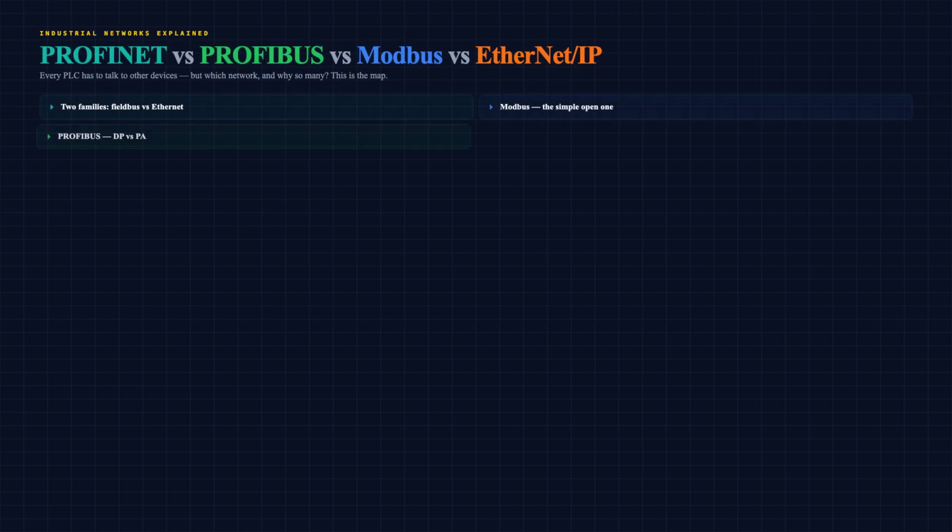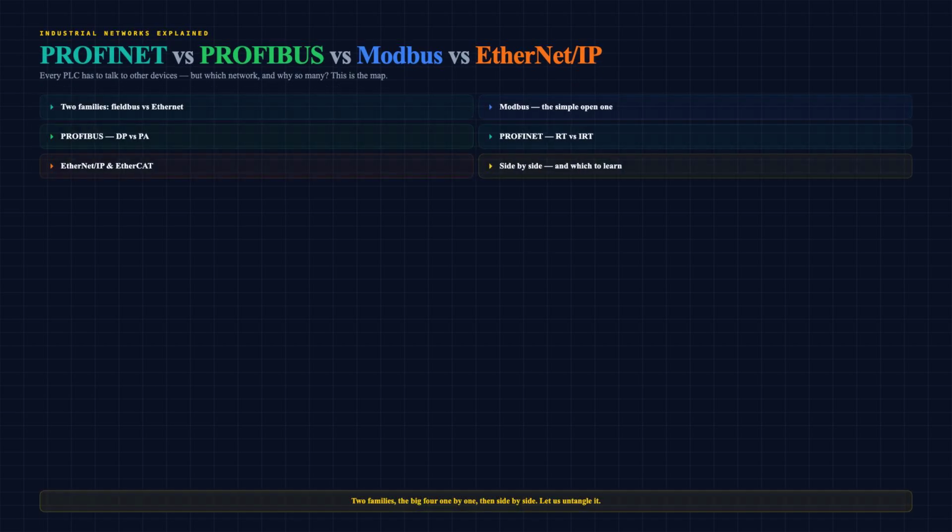Every PLC has to talk to other devices. Drives, sensors, remote I/O, other controllers, the HMI on the panel door. The question is how. And that is where it gets confusing, because there is not one industrial network. There are several with names that all sound alike.